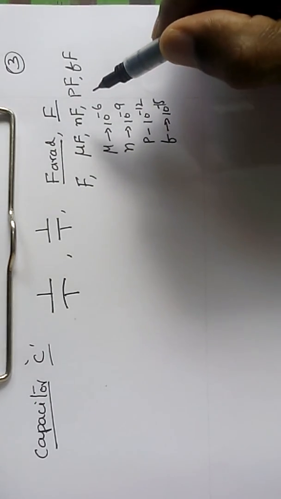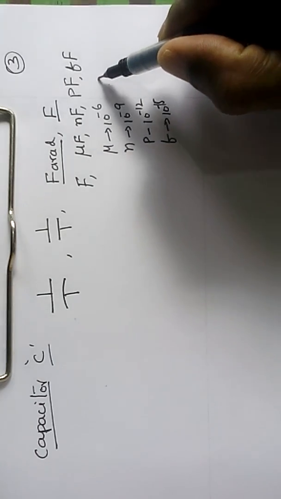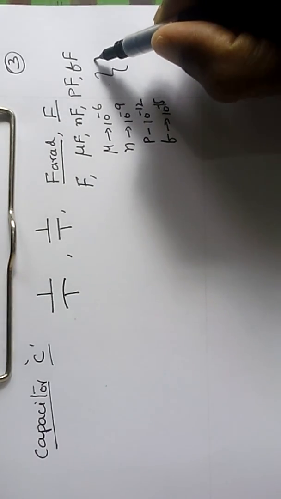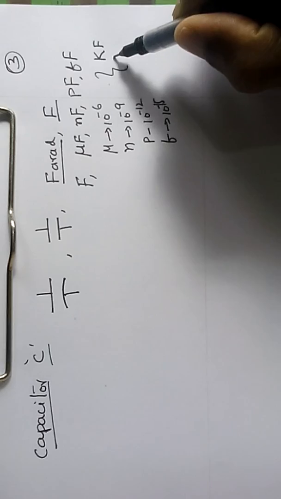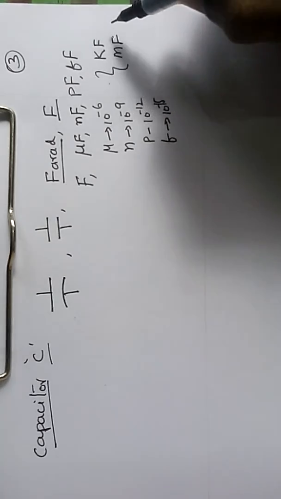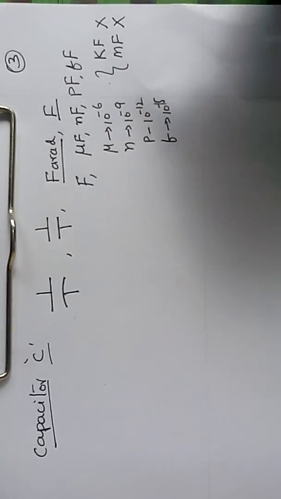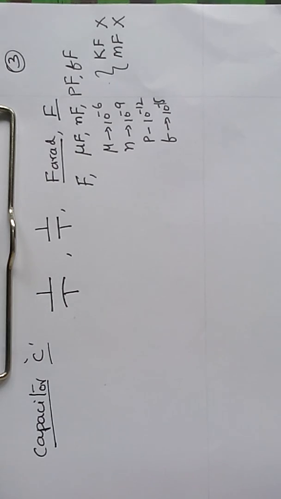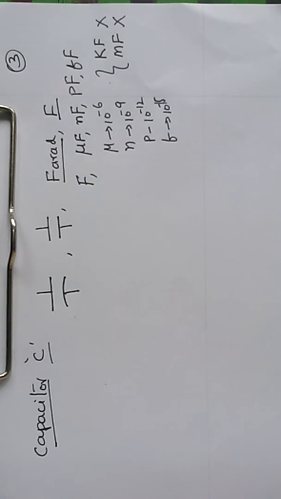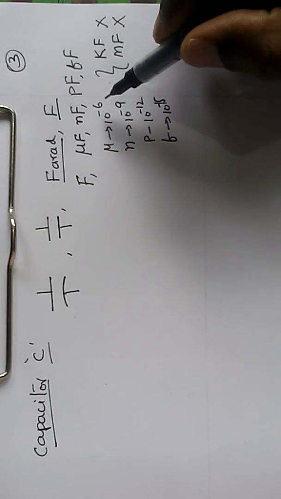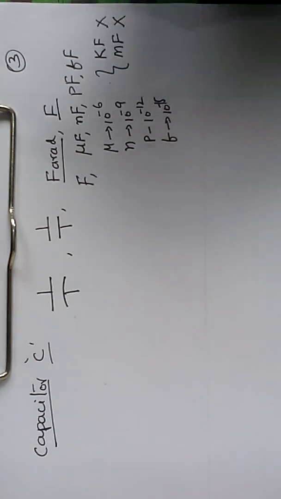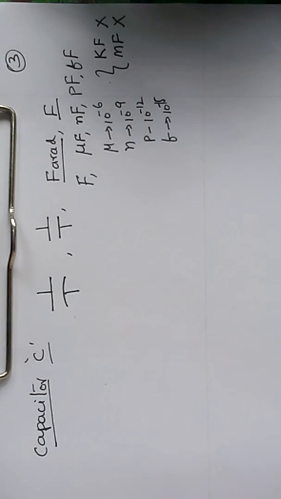Usually the capacitance values will not be specified in the form of kilofarad. It will not be specified in terms of megafarads. These are not valid representations, or typical values of a capacitor will not be in terms of kilofarad or megafarads. So we'll be coming across the capacitance values in the form of microfarad, nanofarad, picofarad or femtofarad.